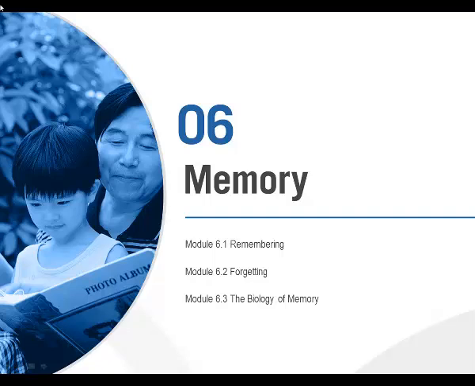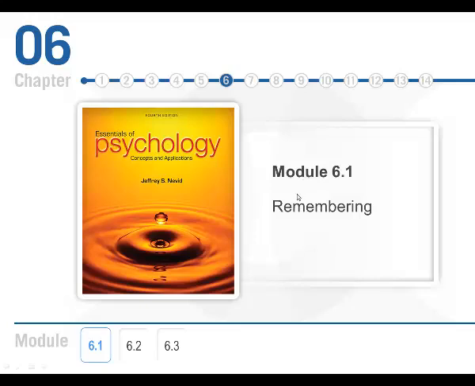Our first memory lecture is going to be about the three processes of memory: encoding, storage, and retrieval. So this is chapter 6, module 6.1 of the NEVID text.